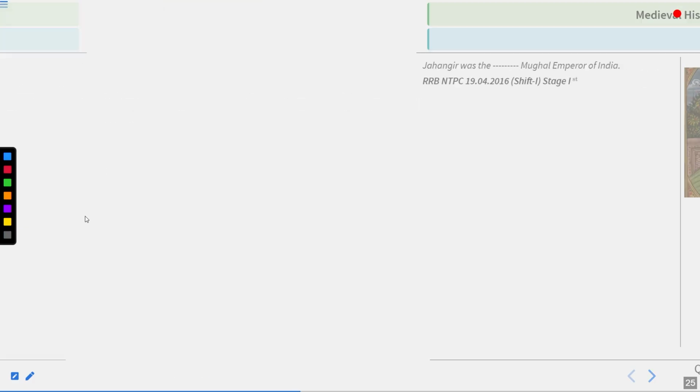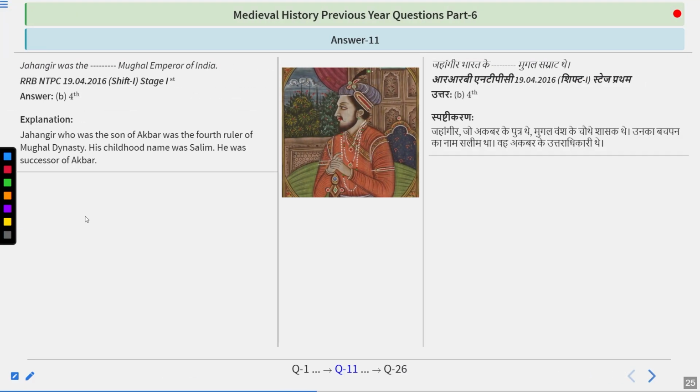And I hope you got the answer. The answer is fourth. So Jahangir was the son of Akbar and was the fourth ruler of Mughal dynasty. His childhood name was Salim. He was the successor of Akbar. So remember his name. His real name was Salim, and he was the son of Maryam Uzzamani and Akbar. Maryam Uzzamani was basically the princess of Jaipur, and she was the daughter of Raja Bharmal.